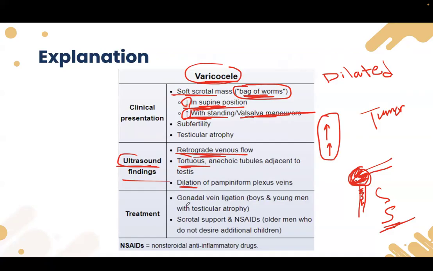Treatment, I'm not sure if you guys take it or not. I'll just go over it quickly. It depends on the patient. If the patient is a boy or a young man and they want to conceive, what we would do is gonadal vein ligation. However, if it's happening in an elderly man, they don't want more children, then it's fine. We can just give NSAIDs and scrotal support.